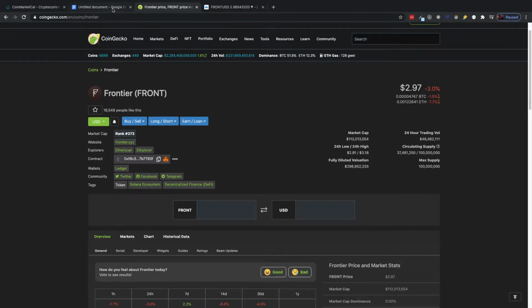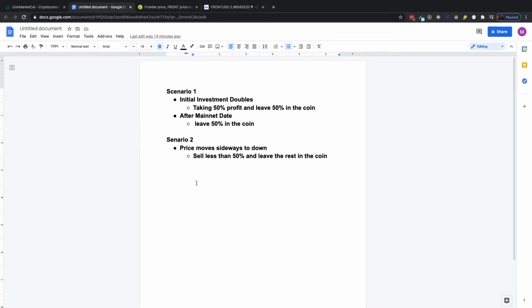So as far as exit strategies, this is my strategy. Of course, this is not financial advice. Please do your own due diligence on this coin before buying it. And guys, there's a ton of different exit strategies out there. This is just one of my own that I have been using and I like pretty well. So I'll go ahead and share that.